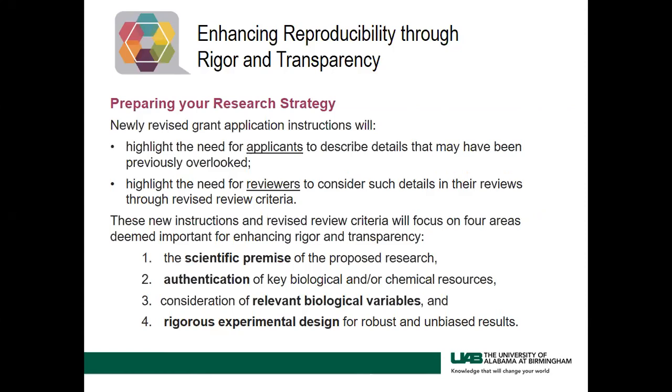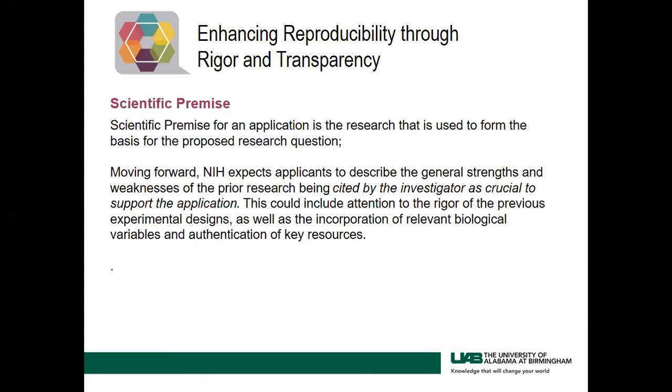So the revised grant applications gave us the instructions highlighting these needs. Then it went to the reviewers to consider such details, and I'll show you where these things have to be. And these are your 4: scientific premise, authentication of key biologic resources, rigorous experimental design for robust and unbiased results. Okay. So going forward, for an application, describe the general strengths cited as crucial to support the application.